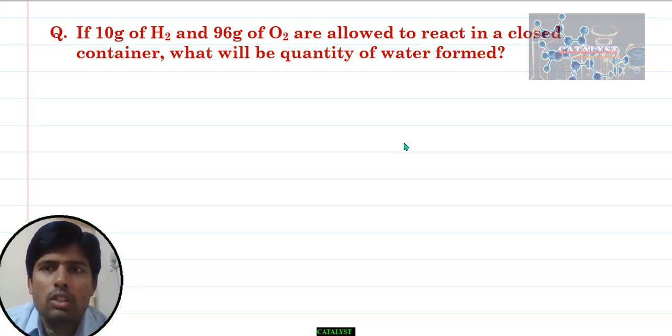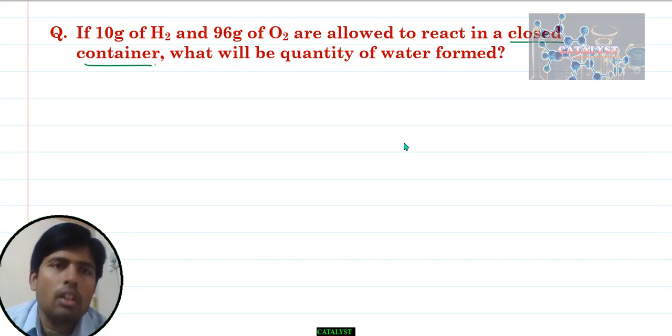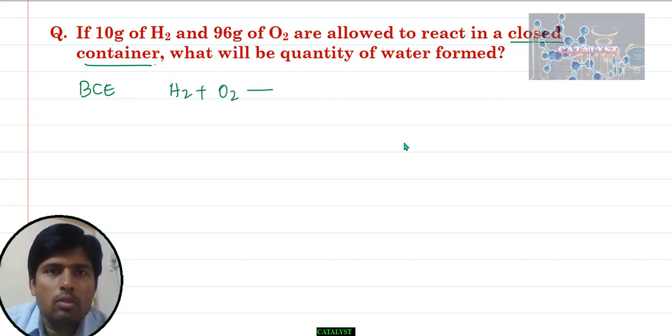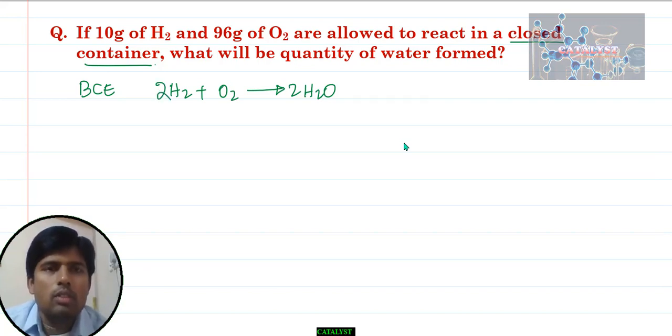So basically it's a closed container, so we have to write the balanced chemical reaction. Product or reactant is not lost to the surrounding, so balanced chemical reaction is the first requirement. Balanced chemical equation is H2 plus O2 giving rise to 2H2O. Okay, it should be 2H2 here. So that means stoichiometric coefficients are 2, 1 and 2 here.